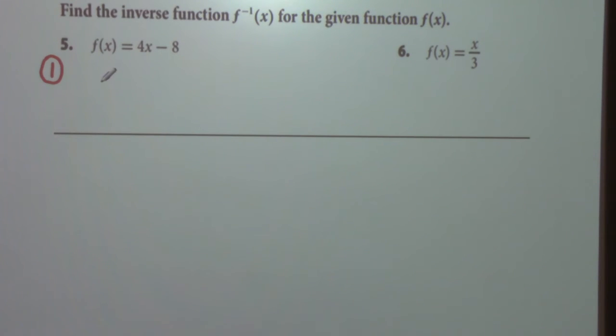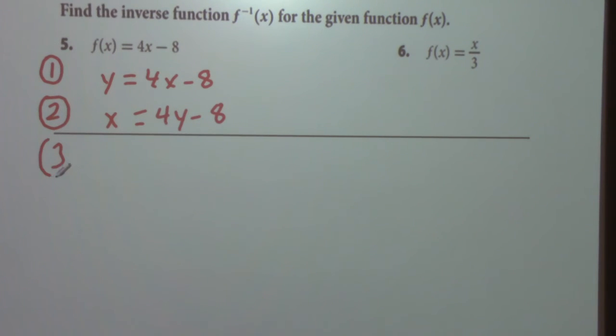Substitute y for f of x. So Gabby says this step here. Is that right? That's right. What next? Interchange x and y. So we're going to switch x and y. So we just go x equals 4y minus 8. Okay, and third step, solve for y.